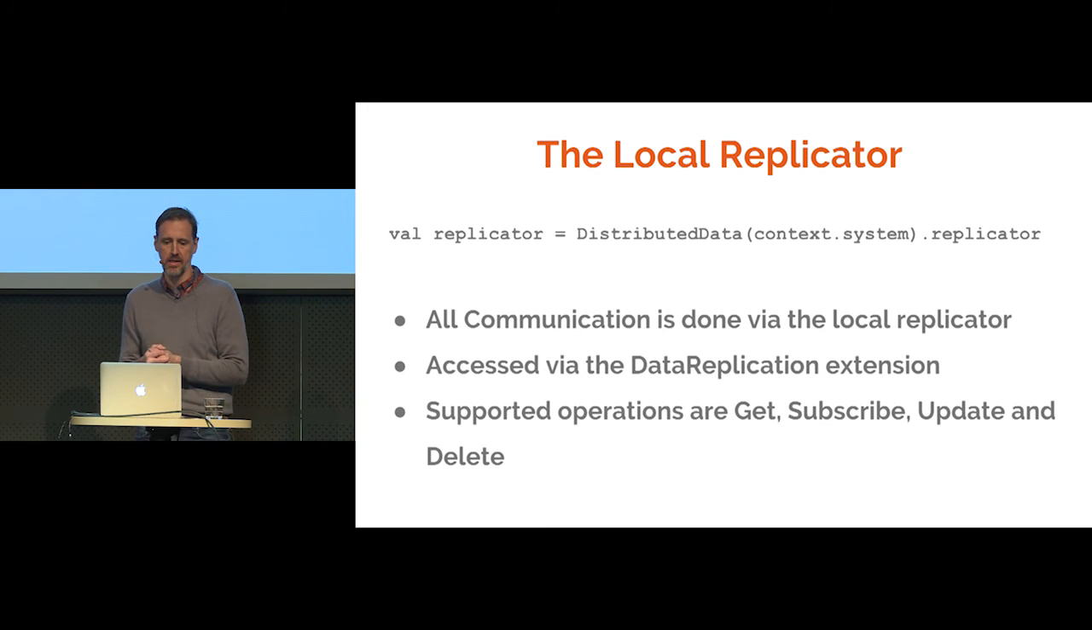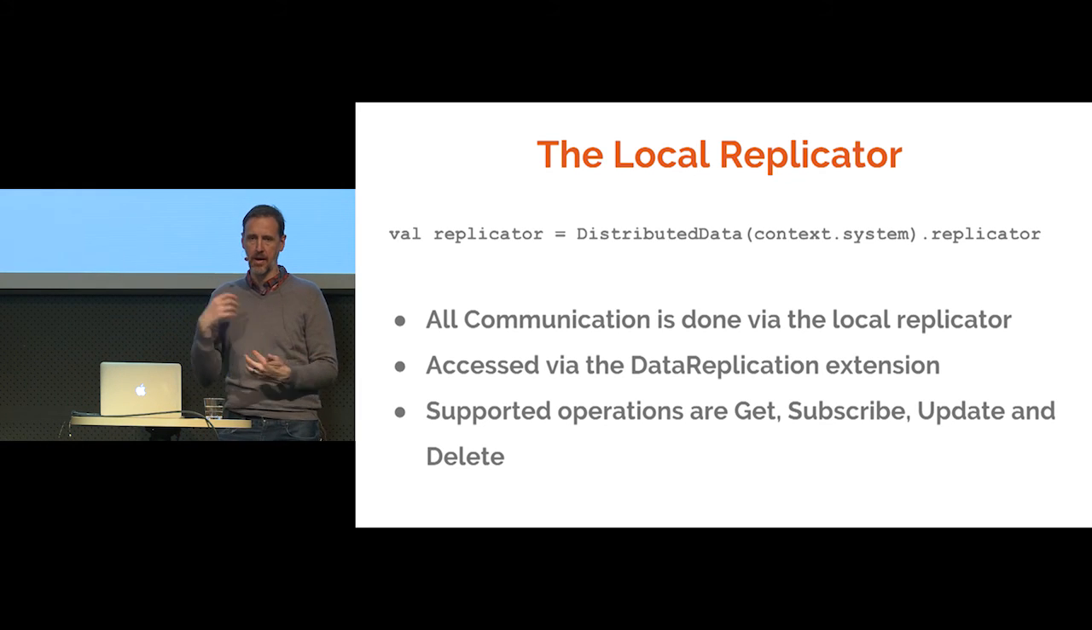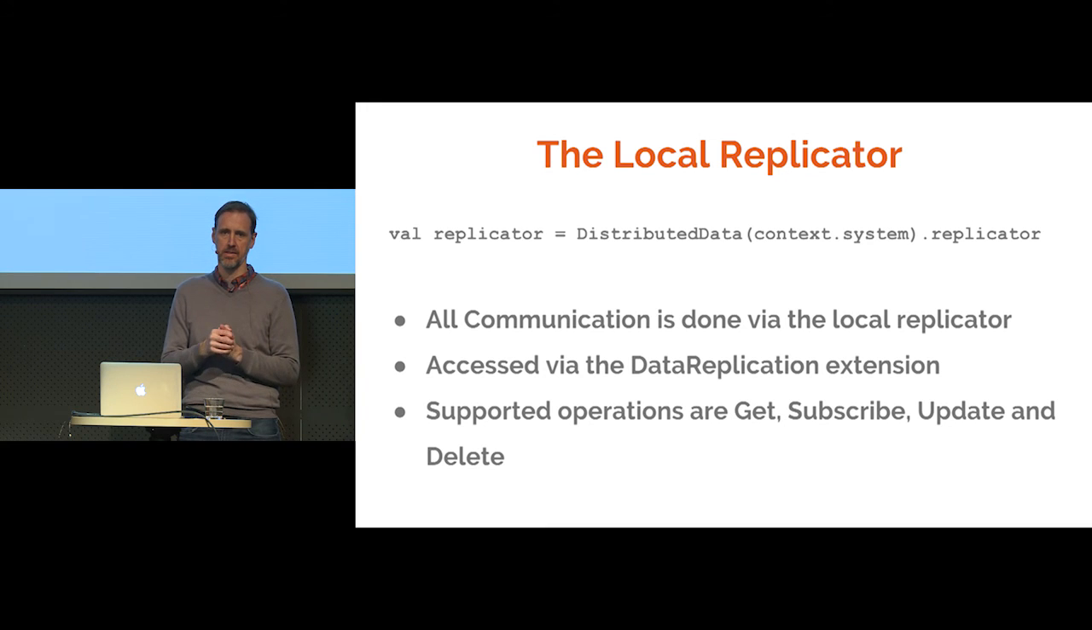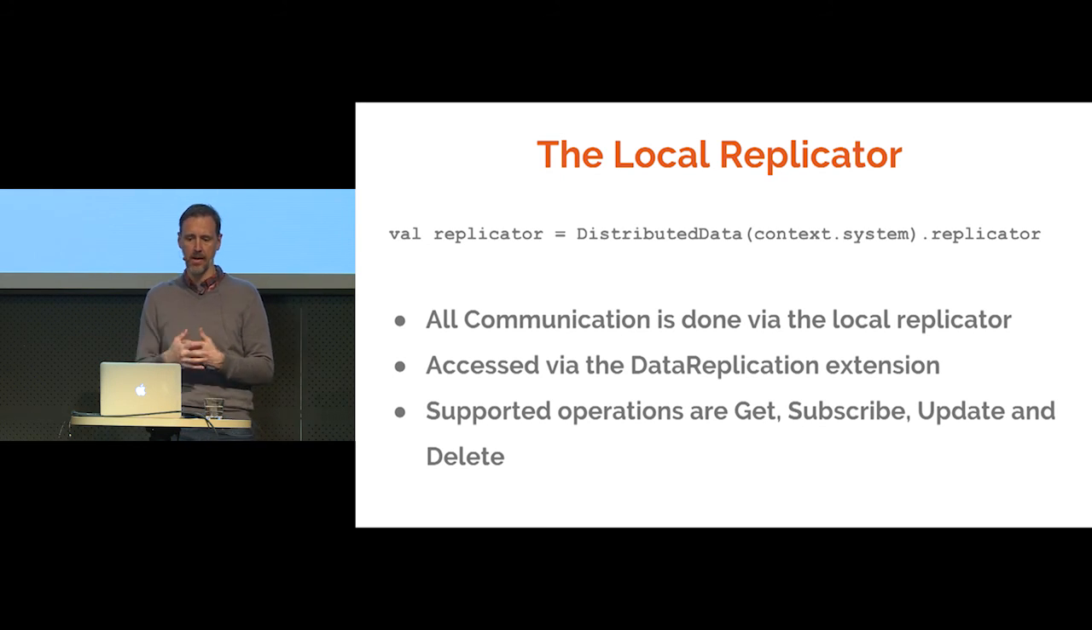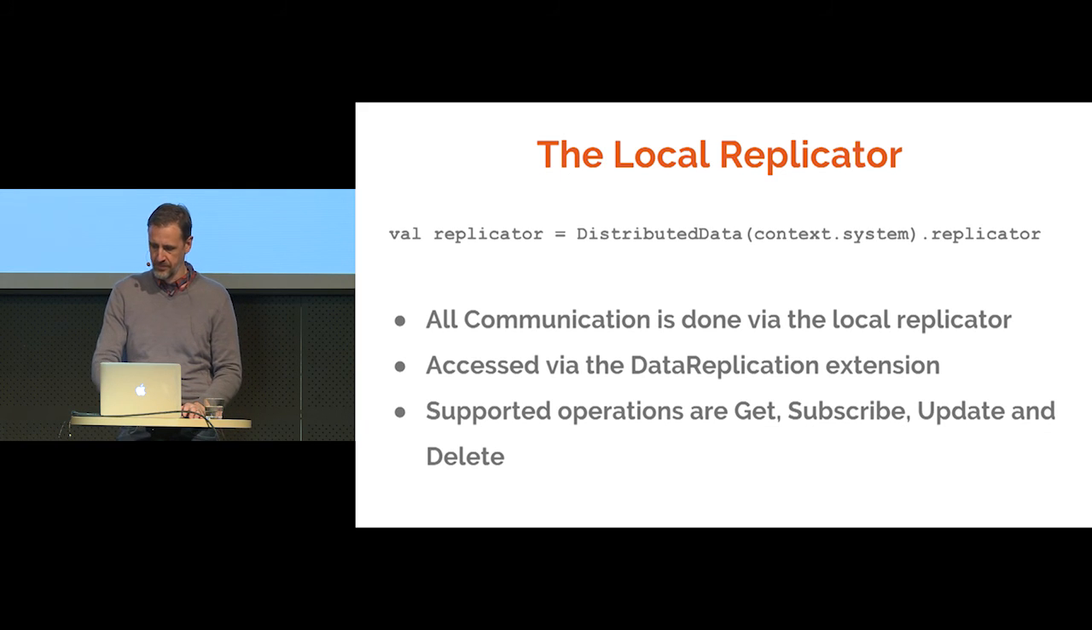Akka makes it really easy to get the local replicator. I just get the distributed data extension based on the actor system and ask for the replicator. Once I have a handle on that replicator on my local node, I use it for all my local communication. I can do things such as get, subscribe, update, delete. I can subscribe to a topic or a key and get notifications that new values have come in. Everything happens through this local replicator.